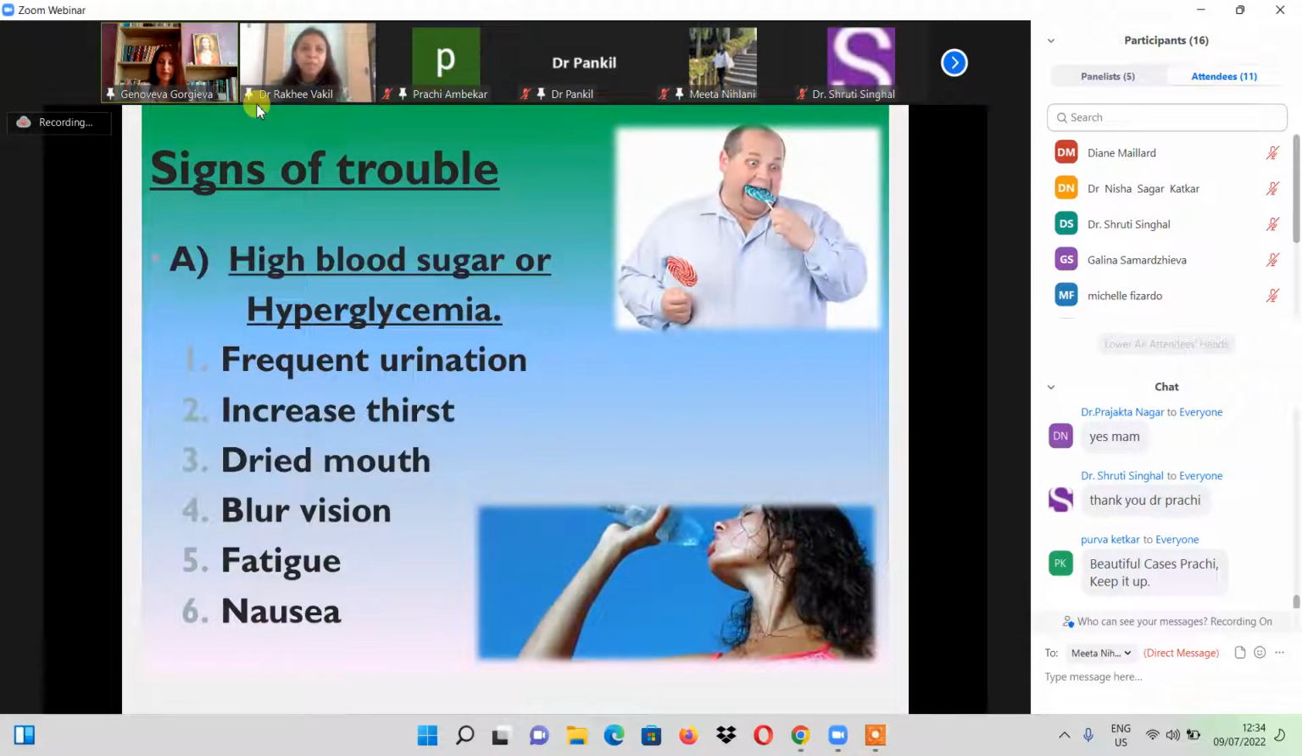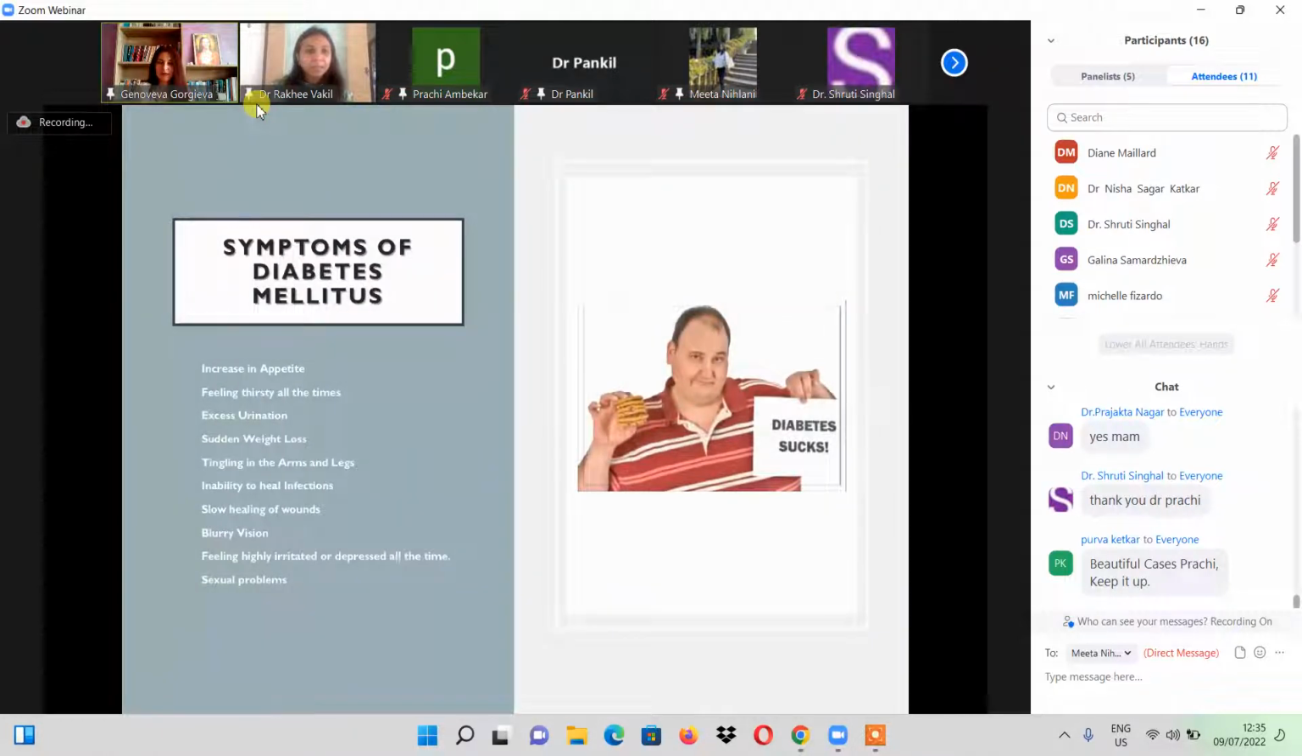Signs of trouble: high blood sugar or hyperglycemia, frequent urination, increased thirst, dry mouth, blurred vision, fatigue, and nausea. They do have sexual problems also, and they're likely to be depressed all the time. Their wound healing is extremely slow, and they could have tingling of arms and feet as well. They could experience sudden weight loss, and it could be a combination of 2 to 3 different things or many things in one, depending on how the sugar control of the person is.